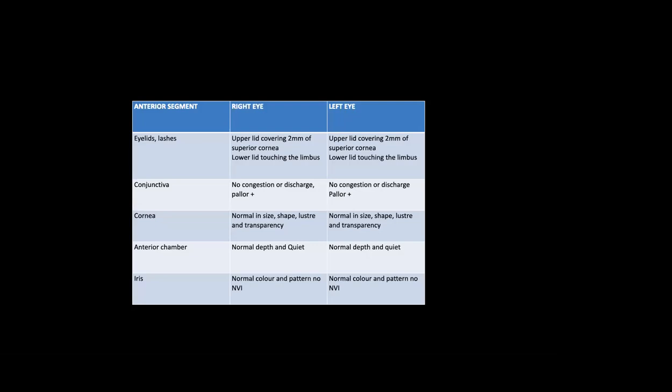This is the anterior segment examination, which was found to be normal, except for pallor in the conjunctiva. Intraocular pressure is 16 in the right eye and 19 in the left eye.